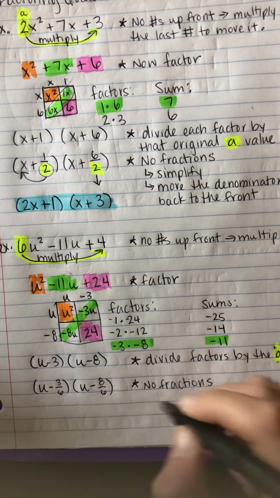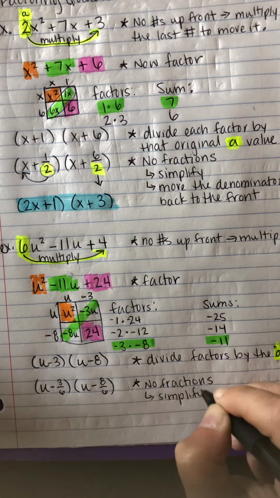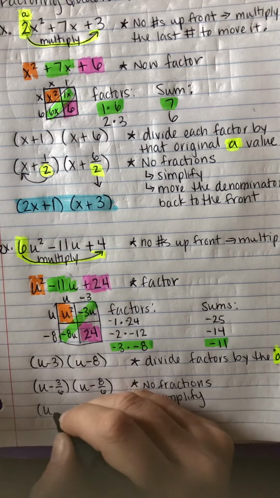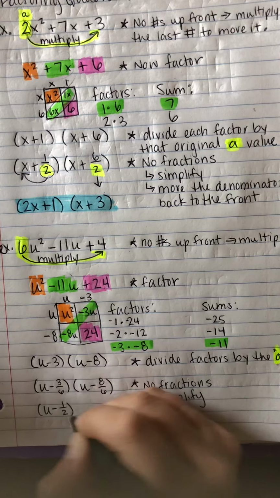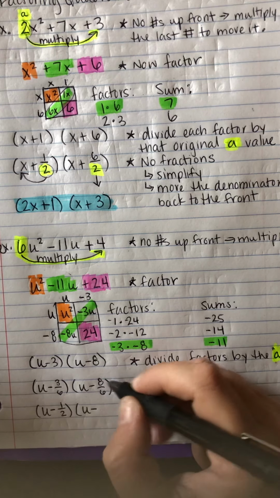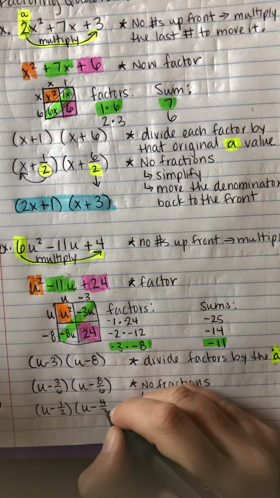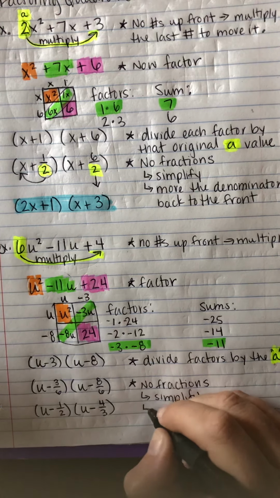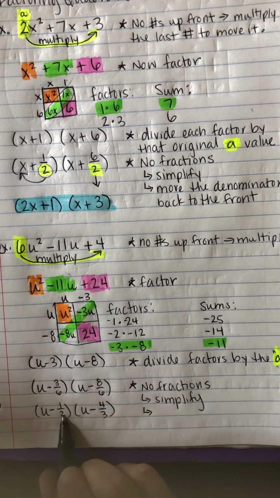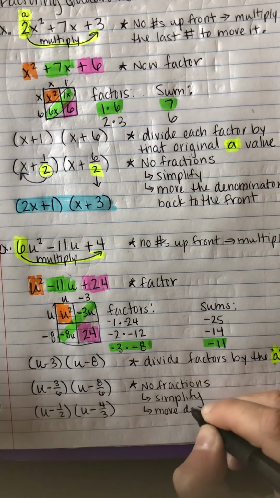So we're going to simplify first. We're going to end up with u minus 1/2 and u minus 8/6. We're going to divide both of these by 2, and we're going to get 4 over 3. So we still have fractions, so the very last thing is to take these bottom two numbers right here and move them to the front. So move denominators to the front.